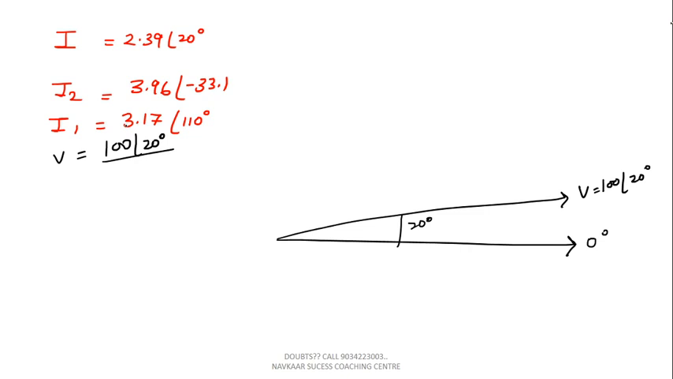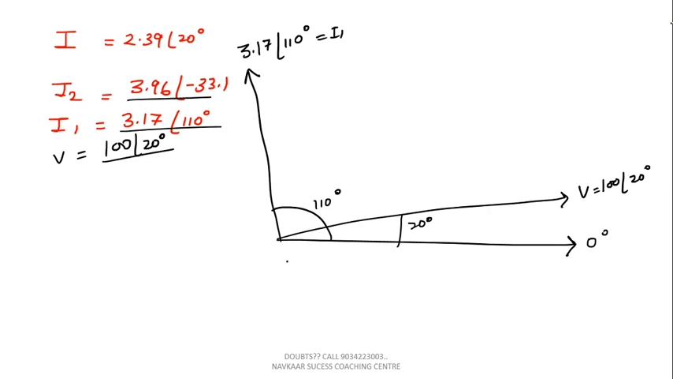Okay. Now I1 is how much? 110 degree. So it would be approximately like this, right? 110 degree. So 31.17 angle 110 degree. This is the value of I1. I2 is how much? It is on the negative side, so I am drawing on the negative side.